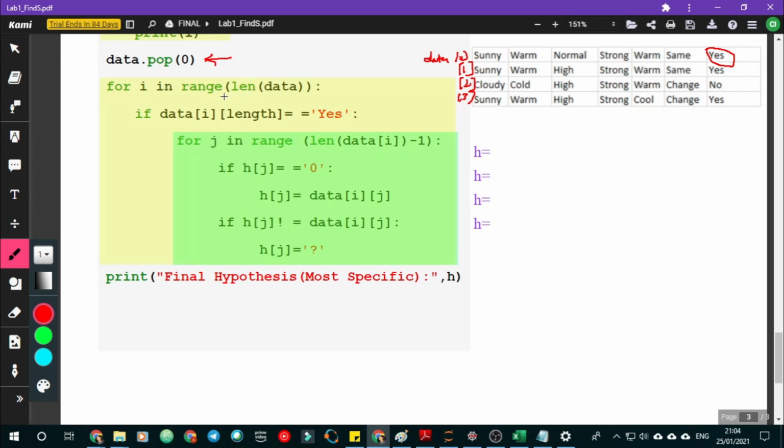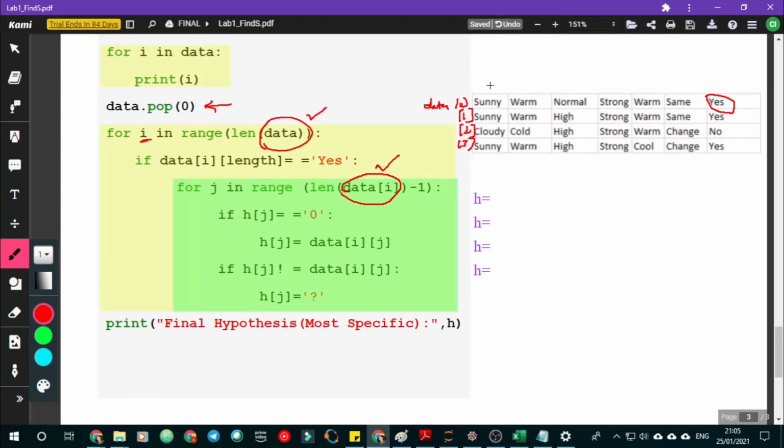For i in range of length of data, and this is length of data of i, because I am reading the data samples here and the attributes here. Data of i, what is i? i is the index, so data of 0 means the 0th row. Clear? And here data is two dimensional.